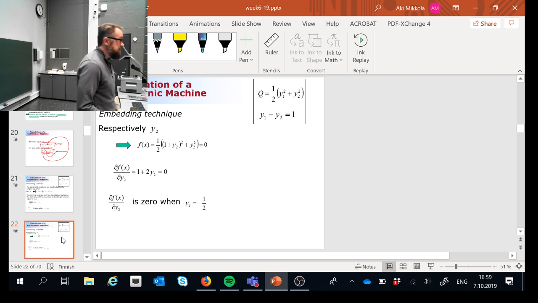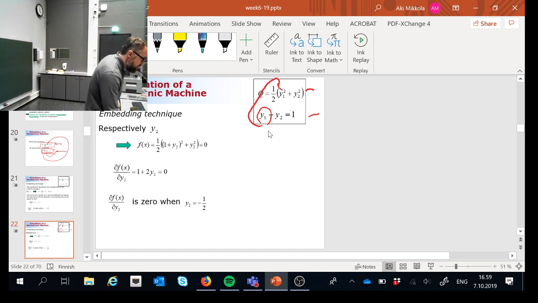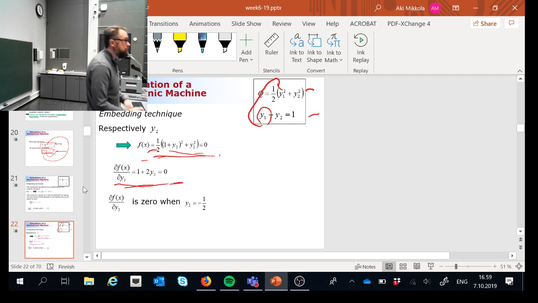Now, let's look at this first option, which is this obvious option. I just did what I explained. This is my original function. This is my constraint. I first solved y1 from this equation, and then I substituted that into my original equation. This is how it reads now. And when I differentiate that with respect to my variable y2, I get this equation. And this becomes 0 when y2 is equal to minus 1 divided by 2.